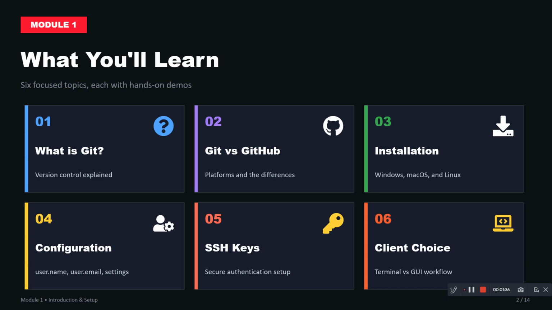Then the configuration procedure where we'll be configuring our name, email, and the other settings. And the next thing is the secure authentication setup, that is creating the SSH keys so that it avoids continuous logins again and again. Then the client's choice. So whether you want to use the terminal or workflow, or how can we use that, and what are the major differences between both.